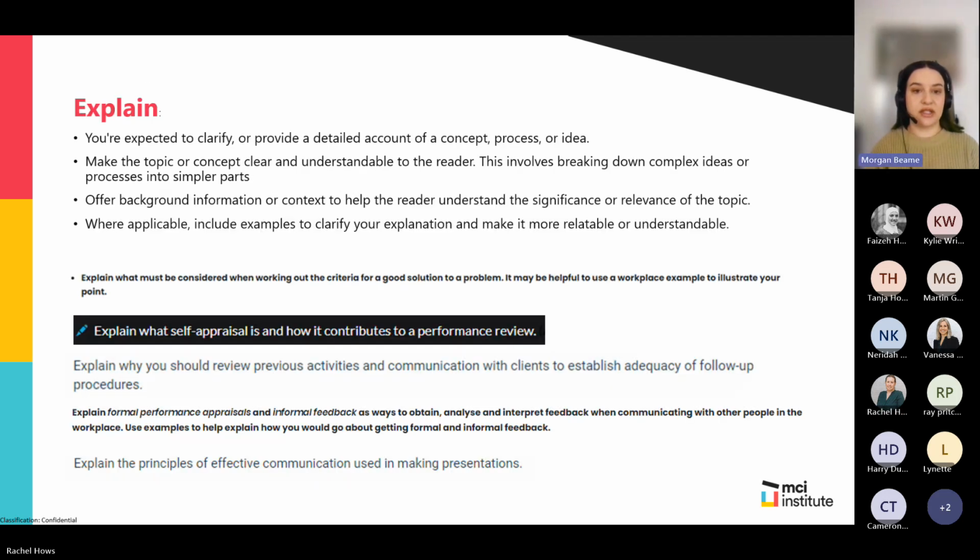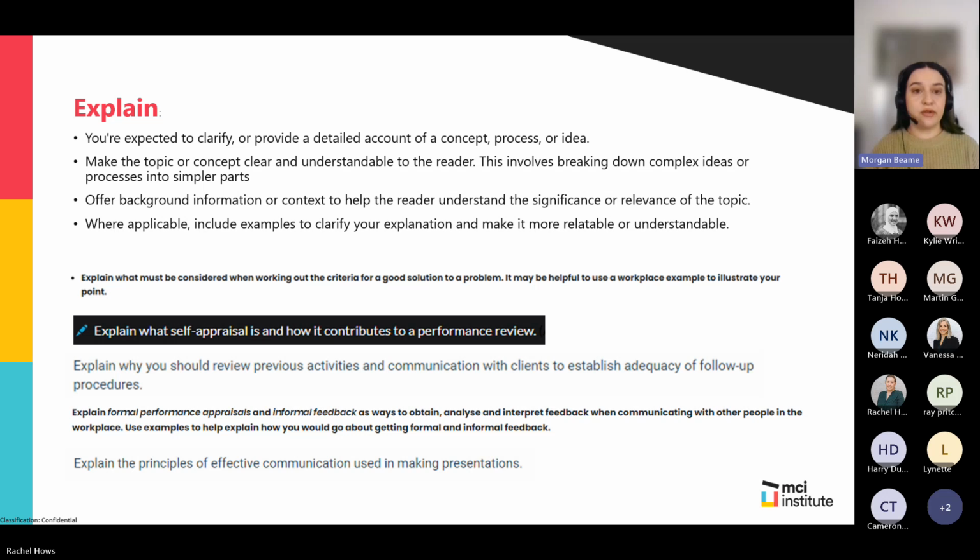Next is explain. This is another really popular one. So you're being asked to clarify or provide a detailed account of a concept, process, or idea. So you're wanting to make the topic or concept clear and understandable to the reader. So, pretend that the reader has no idea about the concept or the idea, and you're wanting to break it down into simpler parts for them to be able to understand it.